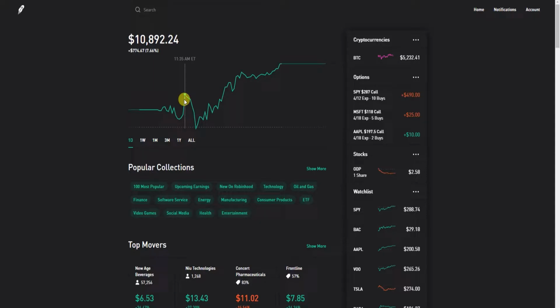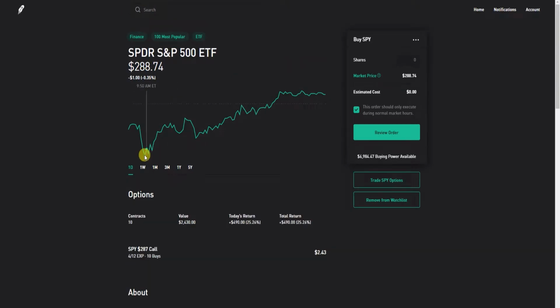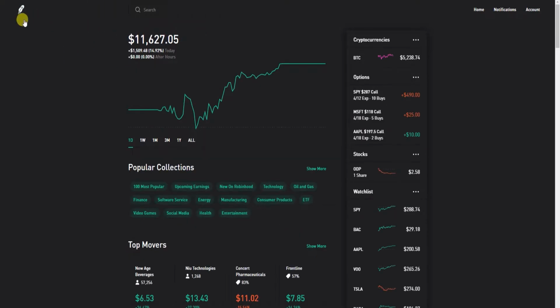So first I'm gonna show you something really funny. This is my day, up 14%. You see my line, right? Look at the SPY's line. You see this? Doesn't it kind of resemble my day? The reason is that this is how I traded the SPY today.